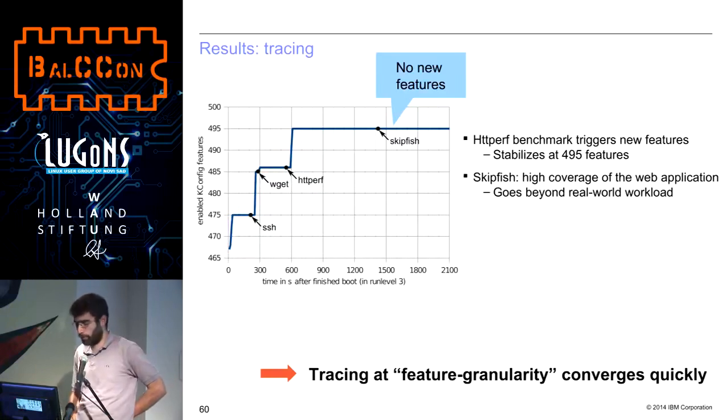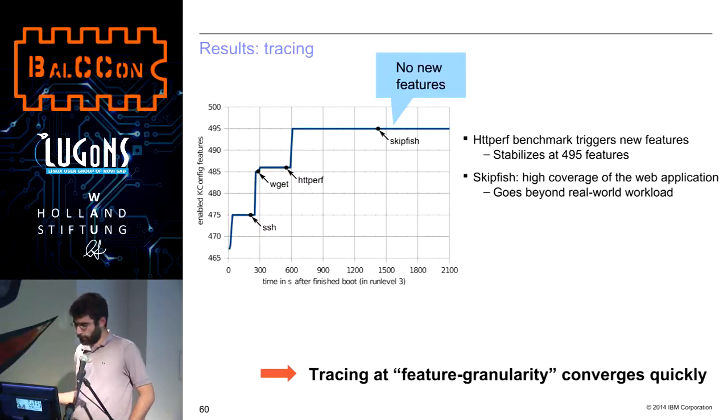And next, we perform more intensive requests onto the web server with httperf. And you can see there's a significant increase there. The reason is that this will trigger Apache to create multiple processes and to enable inter-process communication between those processes, and that means new kernel features. And finally, you will see that it stabilizes.